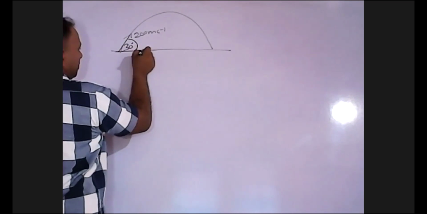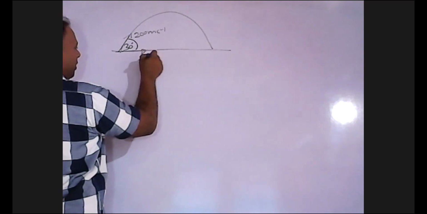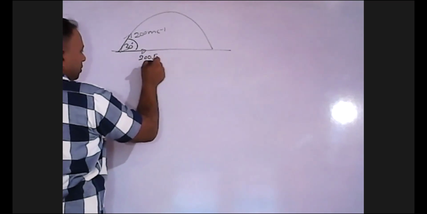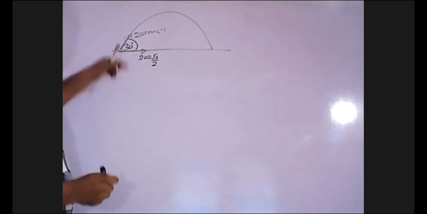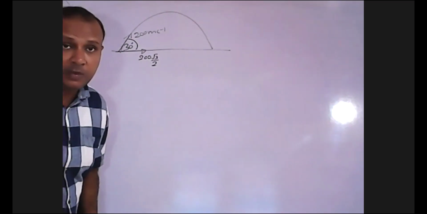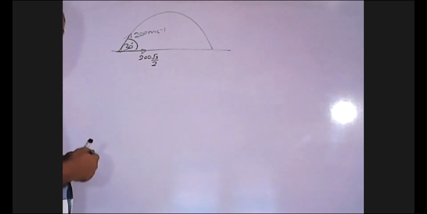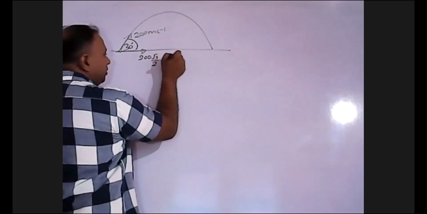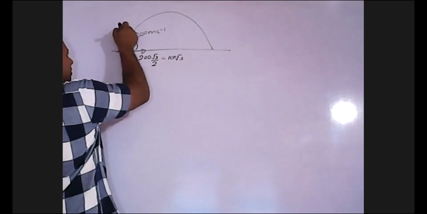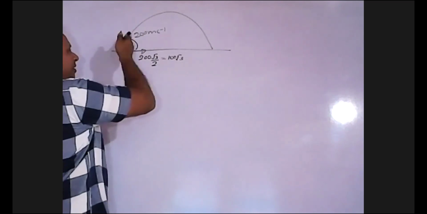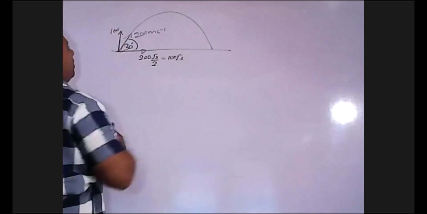Therefore, its horizontal velocity is 200 cos 30. Cos 30 is root 3 over 2. That means 100 root 3. The vertical component is 200 sin 30. That means 100. 200 sin 30 means 100.